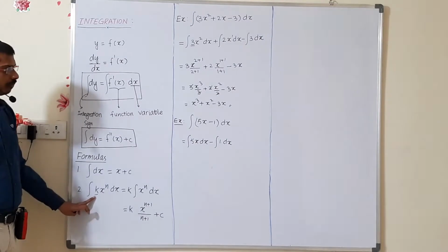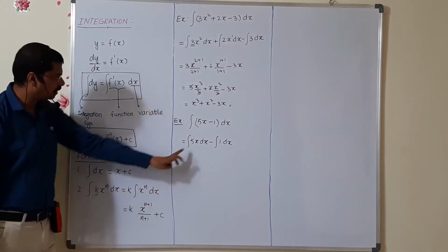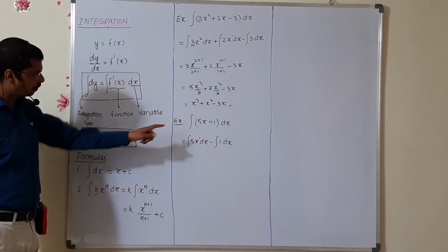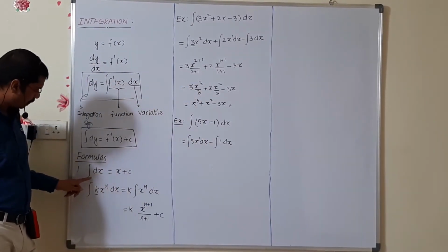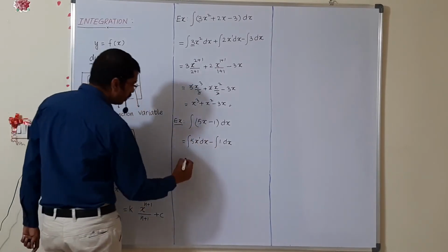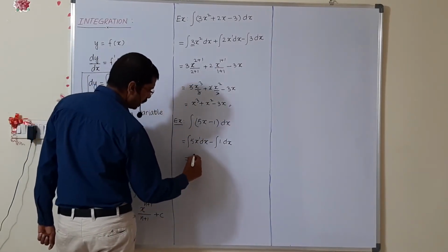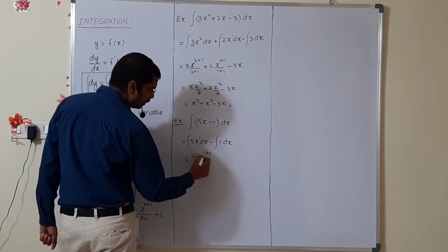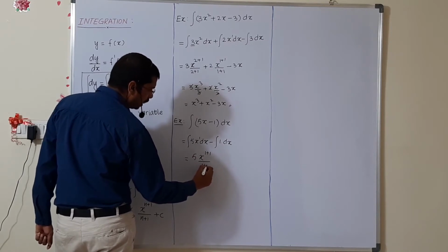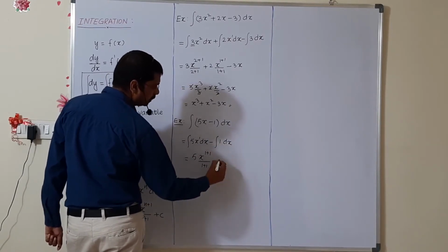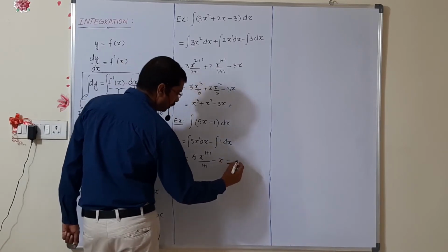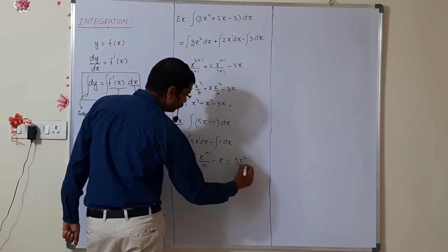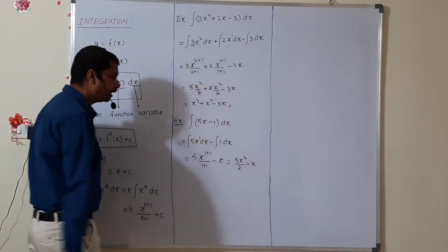Instead of k, 5 is given; instead of the power, n value is 1, and the second formula. Here the same: for dx, we have to write x. Now if I substitute directly, I am writing 5x, the power is 1, it is added with 1, and whatever the power is there, you should write in the denominator. Minus integration of 1 is x. Now the final formula: 5x square upon 2 minus x. The formula we got.